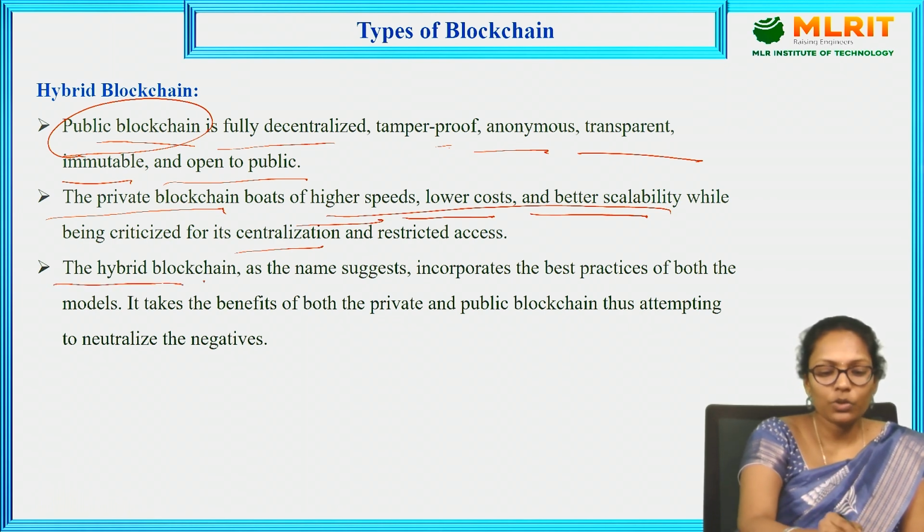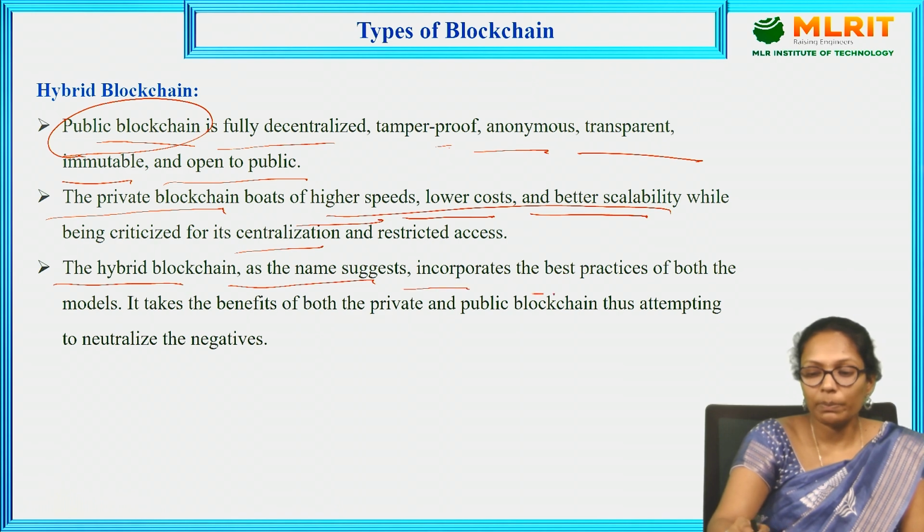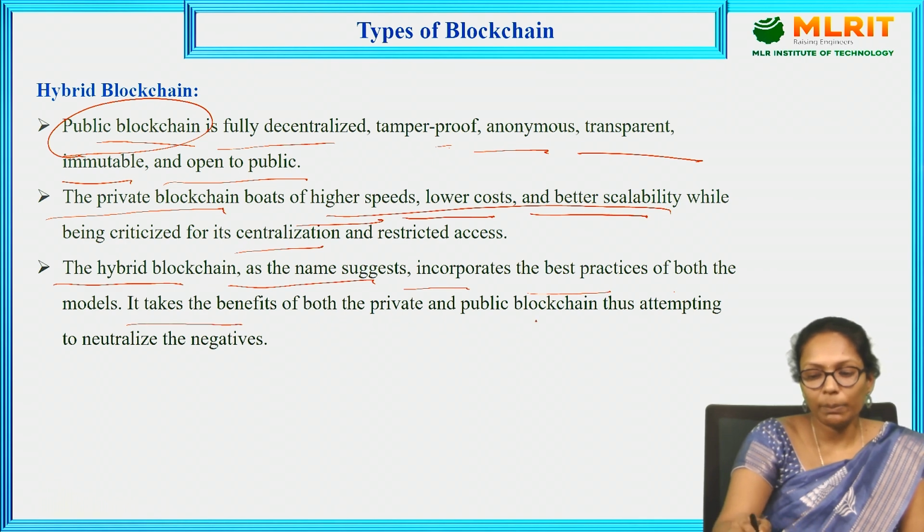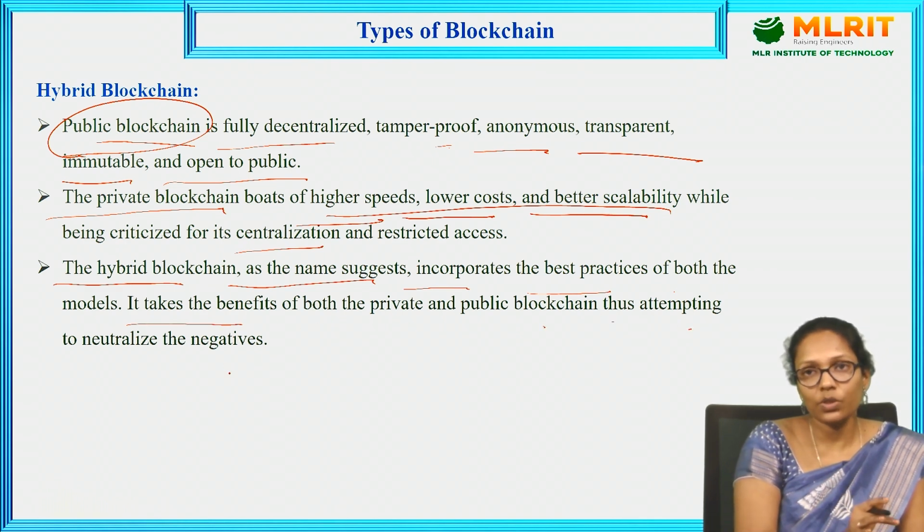The hybrid blockchain, as the name suggests, incorporates the best practices of both the models, that is public as well as private. It takes the benefits of both the private and public blockchains, thus attempting to neutralize the negatives. So whatever the negatives and disadvantages are there, they will be overcome in the hybrid blockchain.